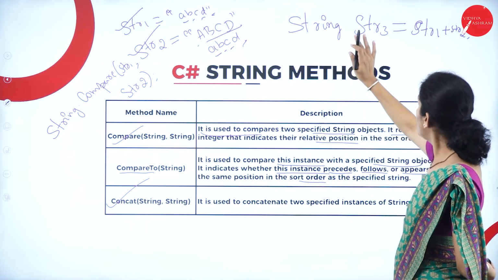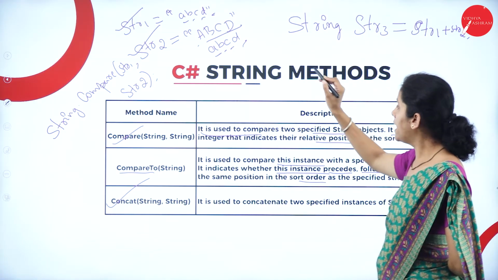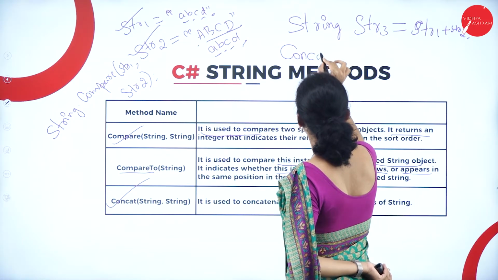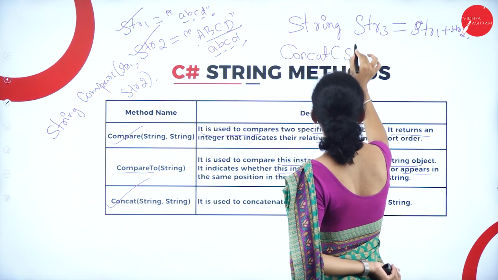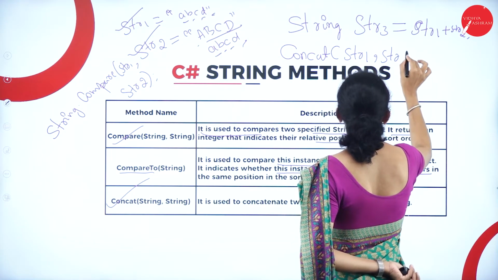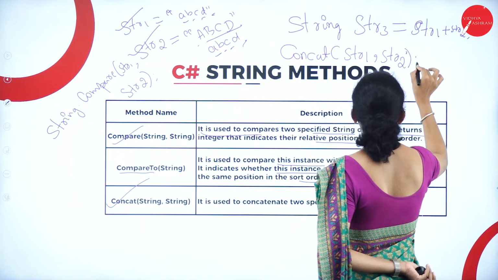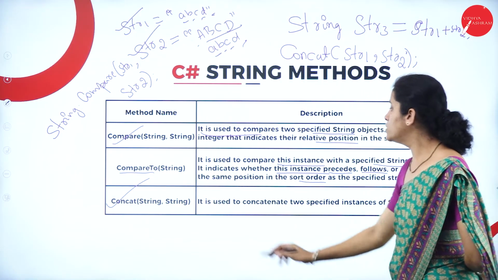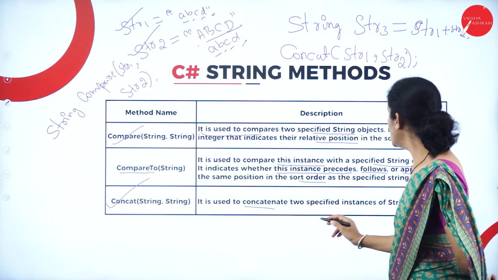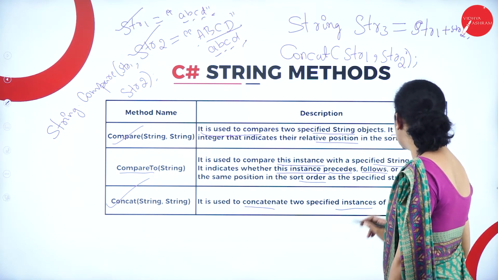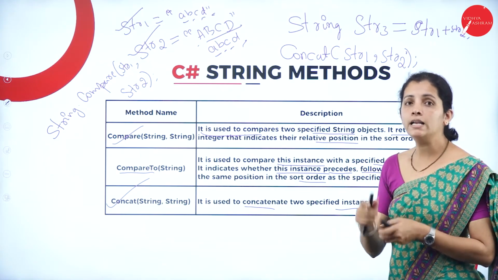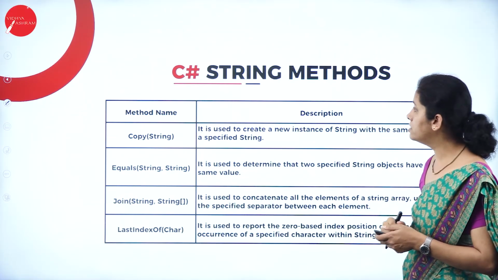Now, instead of writing like this, I can use the method called Concat, and I'm going to pass string1 comma string2. So it is used to club or concatenate two specified instances of string. That means it's mainly used to combine two strings together.